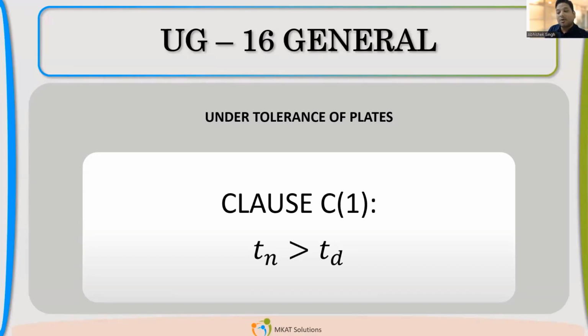Now this UG-16 clause C1 is about how to take care of the under tolerance, right? How does under tolerance come into the picture? First of all, what is under tolerance? I hope you guys understand what under tolerance is. Can anybody tell in the chat box what under tolerance is? Anyone? Manufacturing tolerance. Yes, you're absolutely right.